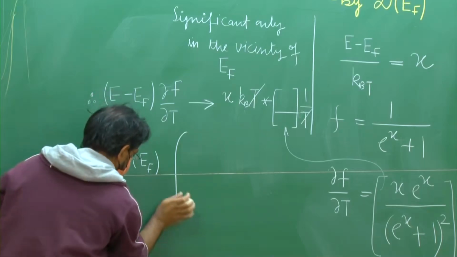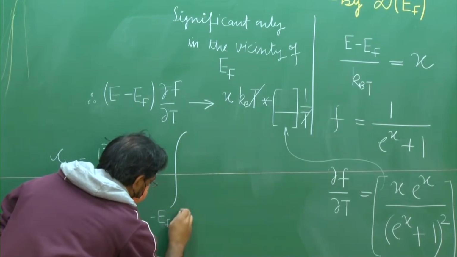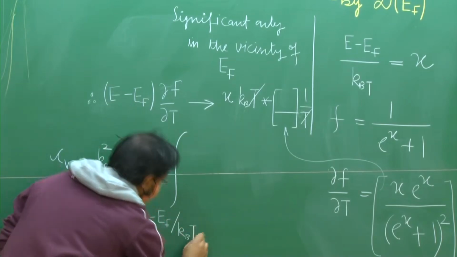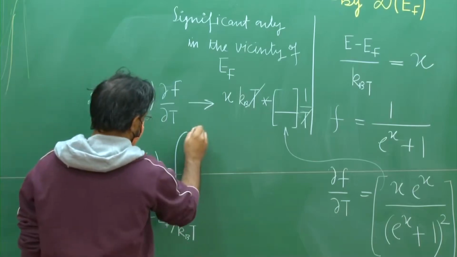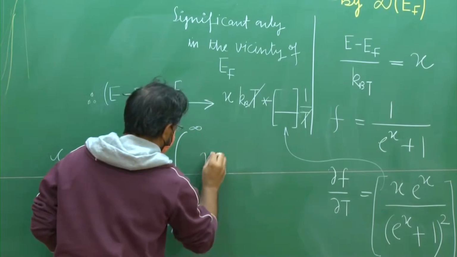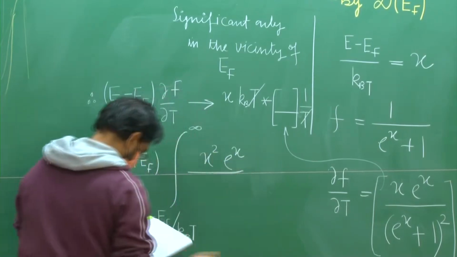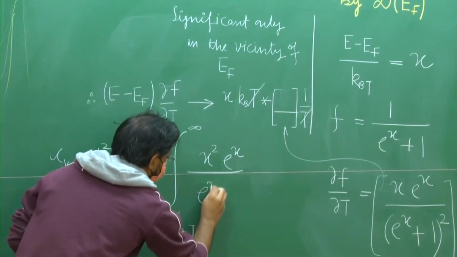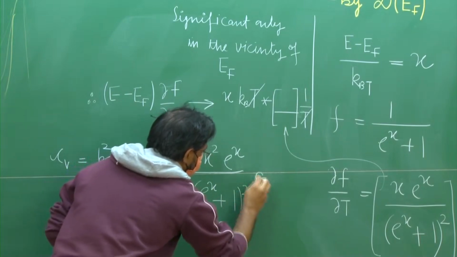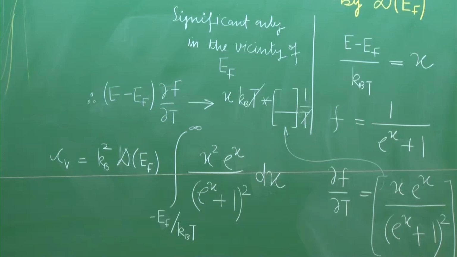Yeah, minus EF by kBT. So when you switch to the new variable, x variable, then this will be the limit of integration, and this will be x squared e^x over (e^x + 1) whole squared dx. All right.